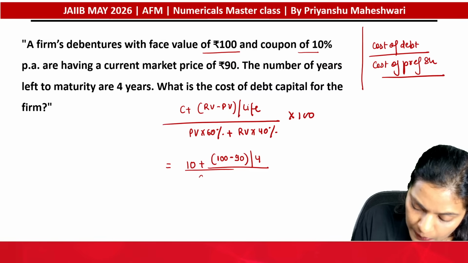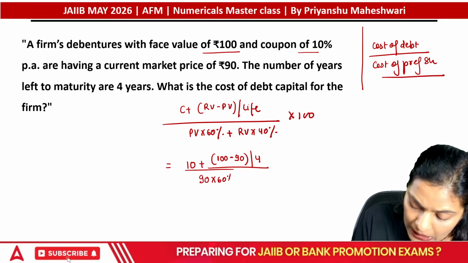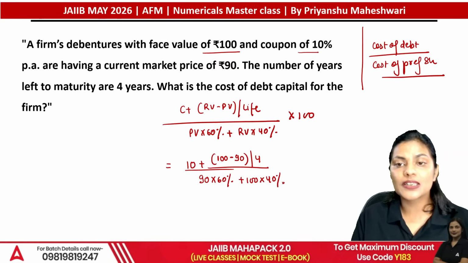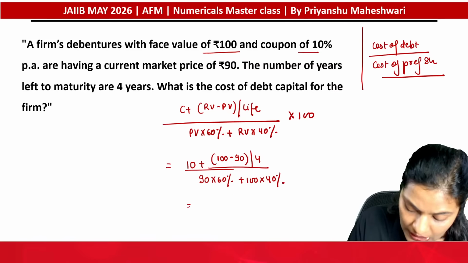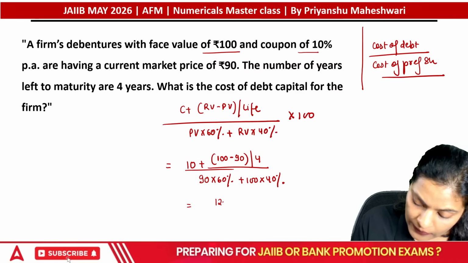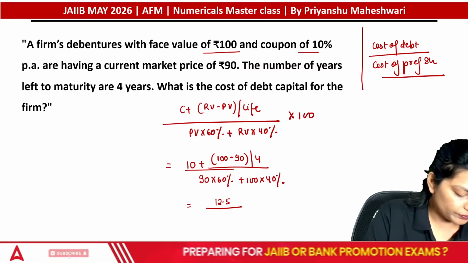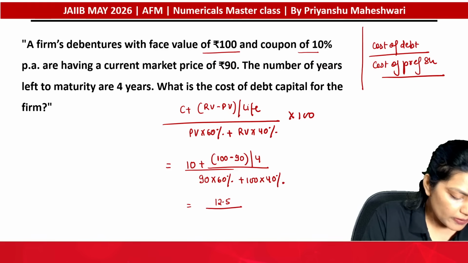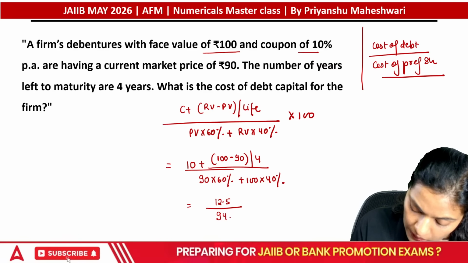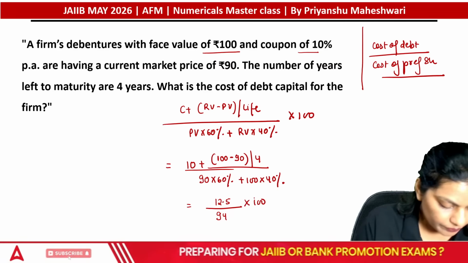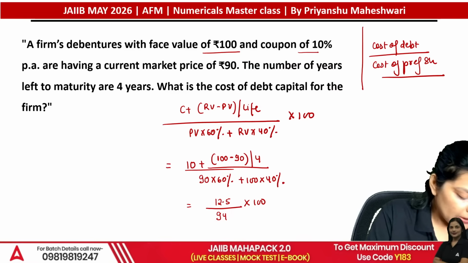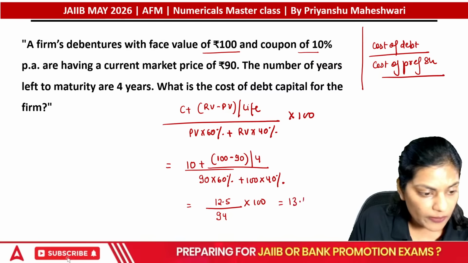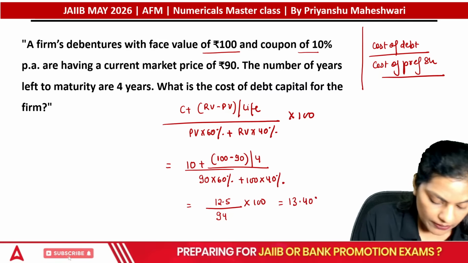Now, purchase price is 90, and be very careful while solving this question. You should not mix up 40 and 60, correct? That is really important. So, 12.5 upon 54 plus 40, that's 94 into 100. 12.5 divided by 94. 13.40, oh sorry, 13.2930.